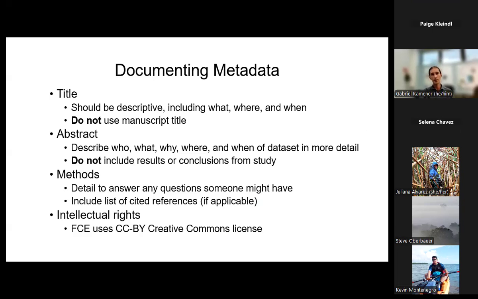And for the rest of submitting a data set, you're going to want to have a title that's descriptive, including the what, where, and when. And you do not want to use the manuscript title if there's an associated manuscript. The data set should be considered its own independent product. And so you want to describe the data set. And then the abstract should describe what, why, where, and when of the data set in more detail. You do not want to include results or conclusions from the study that you would include in your manuscript. You just want to describe those in your manuscript.